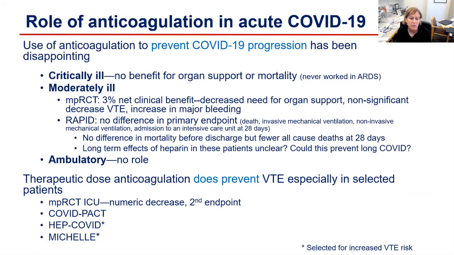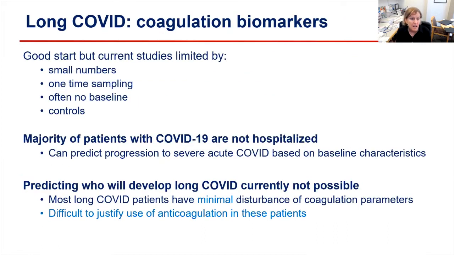The RAPID trial showed no difference in the primary endpoint up to 28 days using therapeutic dose anticoagulation. No difference in mortality before discharge, but fewer all-cause deaths at 28 days. However, this trial was really underpowered and had small numbers. It begs the question of whether long-term effects of heparin have a role, but it's hard to justify the bleeding risk when the net clinical benefit at this stage of COVID is just not there. And so therapeutic dose, I just have to say, does prevent VTE, especially in selected patients, but that's another topic for discussion.